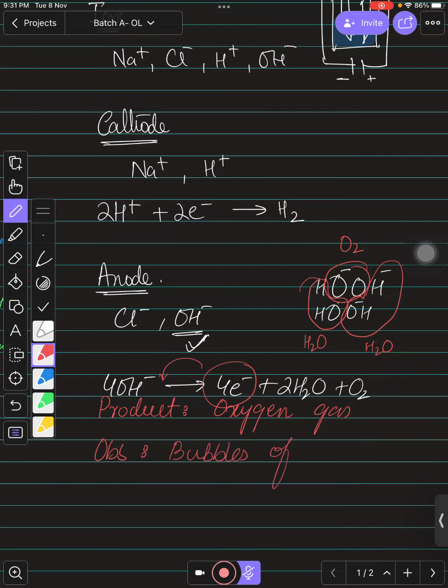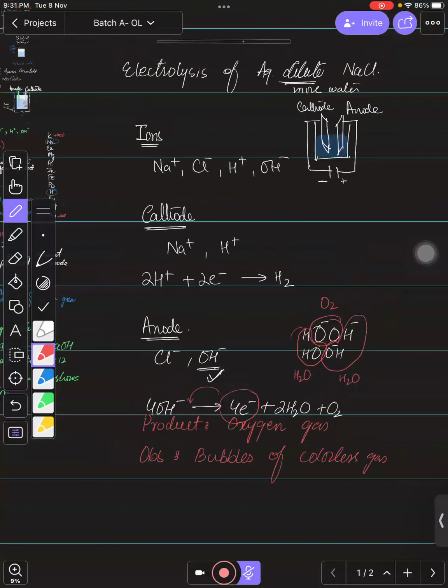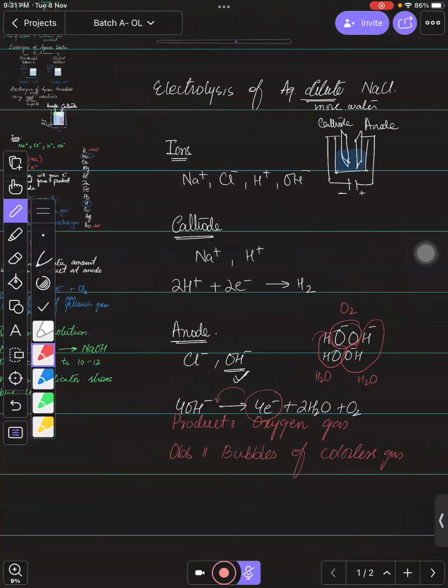So this is bubbles of colorless gas, again because oxygen is also colorless. Is that clear, bacho? You can take a picture of this as well.